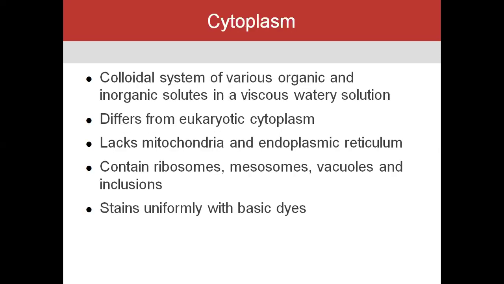Next, cytoplasm. What is cytoplasm? It is a colloidal system of various organic and inorganic solutes in a viscous water solution. It differs from eukaryotic cytoplasm because it does not possess mitochondria or endoplasmic reticulum. These are present in eukaryotes and absent in bacteria. It contains water, ribosomes, mesosomes, vacuoles, and inclusions. It stains uniformly with basic dyes in young cultures.